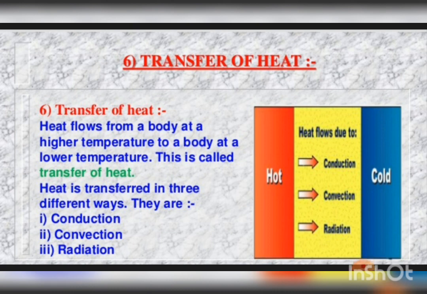Transfer of heat. Heat flows from a body at higher temperature to a body at lower temperature. This is called transfer of heat. The heat is always transferred from a high temperature to a low temperature. Heat is transferred mainly in three different ways, and they are conduction, convection and radiation. These are the three main ways through which heat is transferred. This we are going to learn now thoroughly.